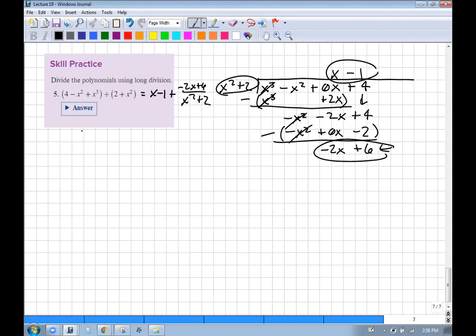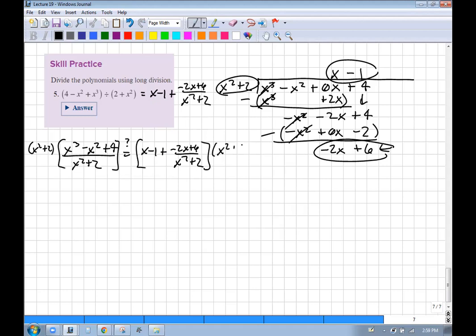Okay? So we're saying x cubed minus x squared plus 4, this thing divided by x squared plus 2, is equal to this. We want to check our work here. Let's get rid of the fractions. Let me move this down a little bit. We have the same thing on the bottom here, so let's multiply both sides by x squared plus 2. Over here, that goes away. So we have x cubed minus x squared plus 4. Is this equal to this stuff?